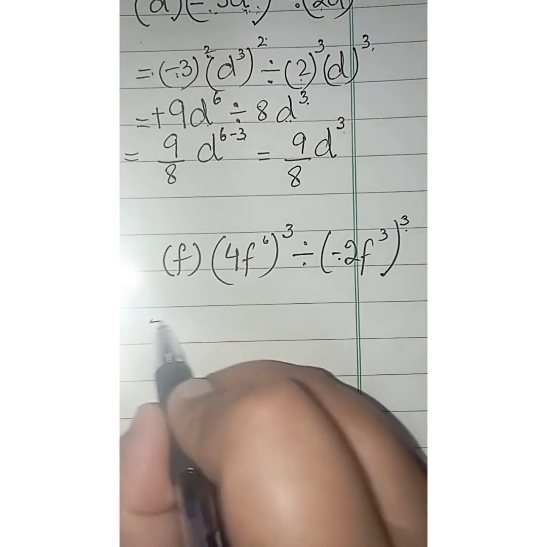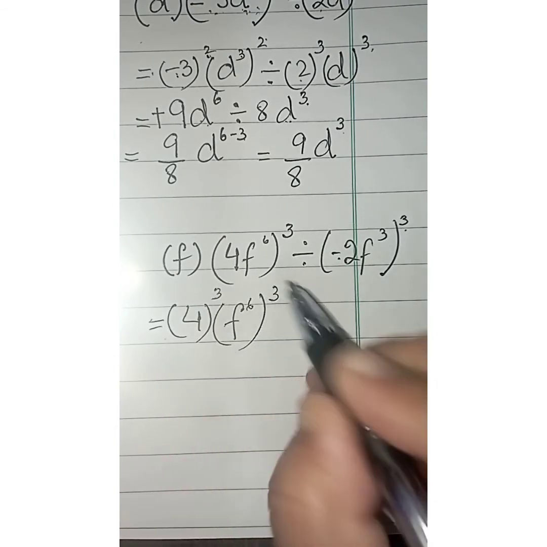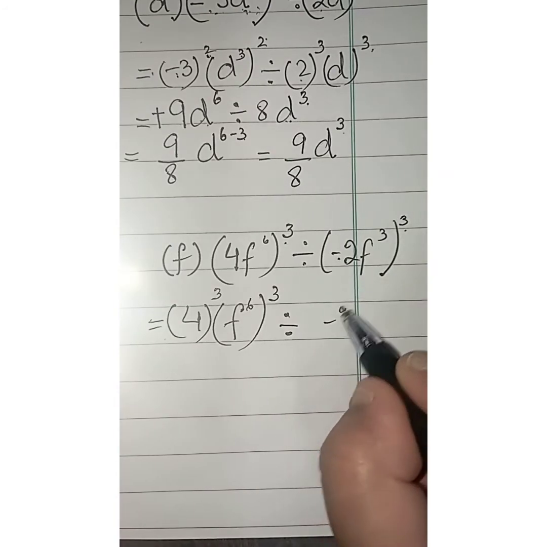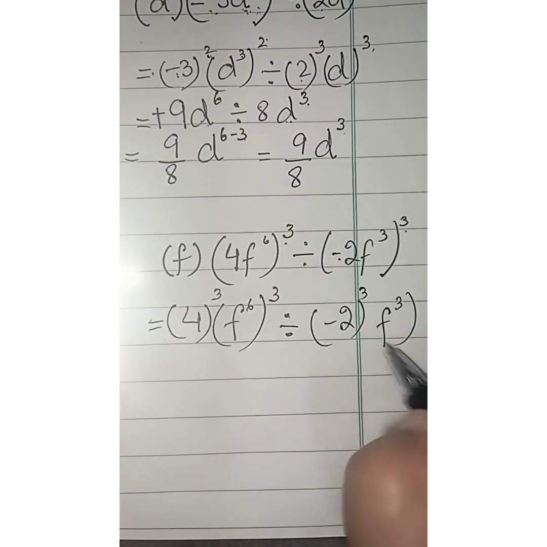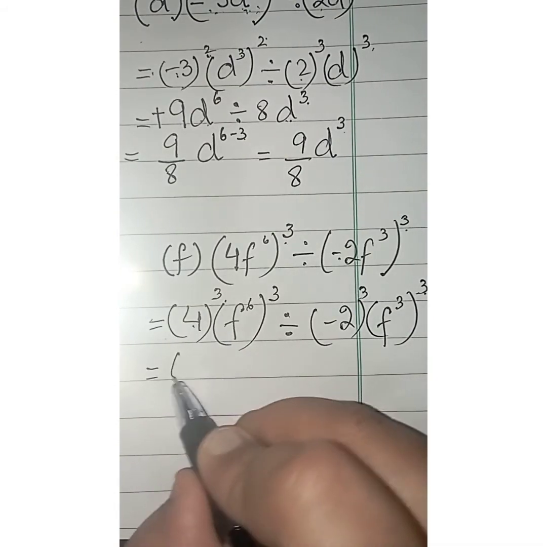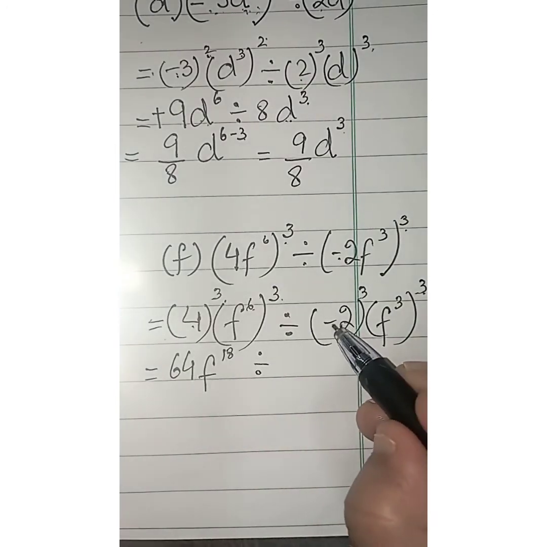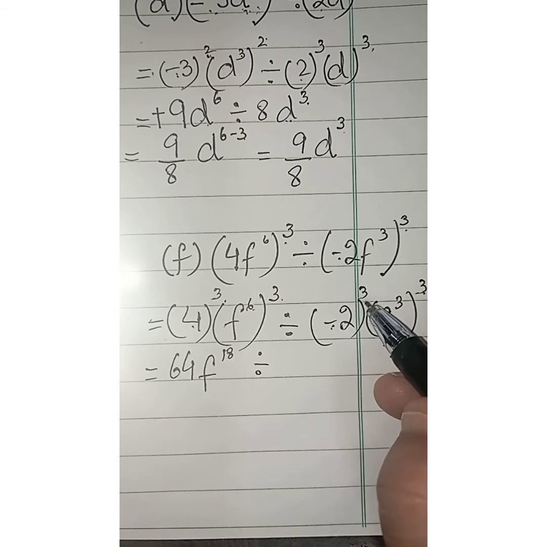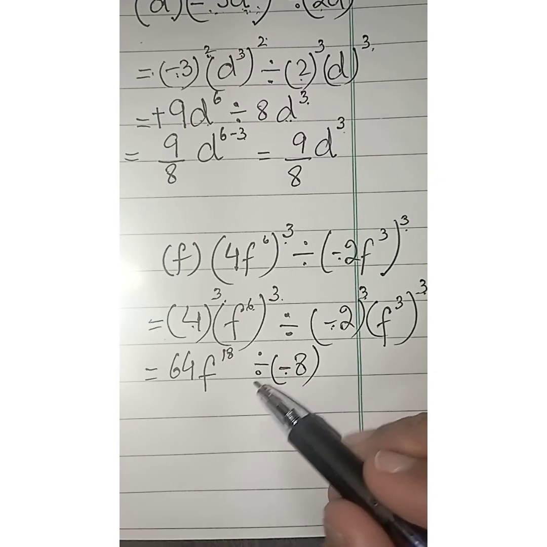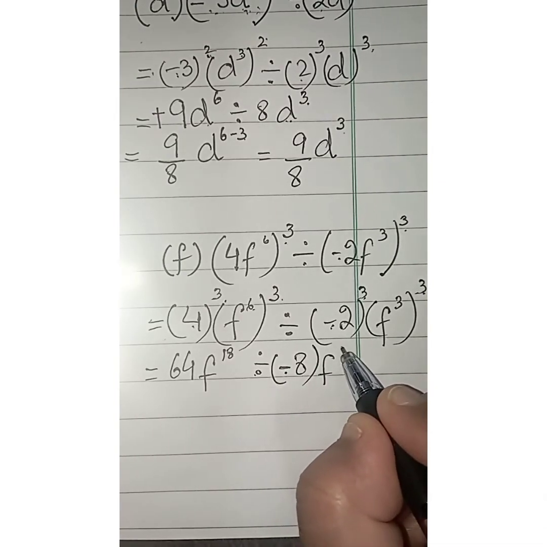Now part F, where we have the power of power rule, similarly the negative sign as well. So let's see, 4 cubed F to the power 6 cubed, first apply the cube to all the elements inside the bracket, divided by negative 2 cubed and F to the power 3 cubed. We know that 4 cubed means 4 times 4 times 4, which is 64. F to the power 6 times 3 is 18, divided by, now this negative sign will remain negative because of its odd power, so it will become minus 8. I'm still using this negative sign because this division has to be segregated with the minus sign, and then F will be 3 times 3 is 9.